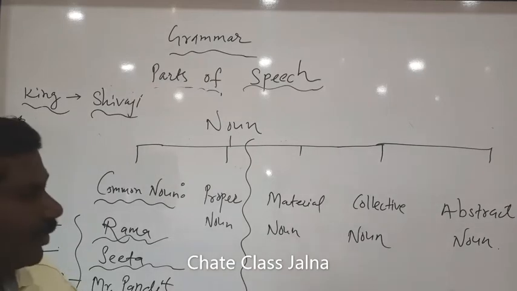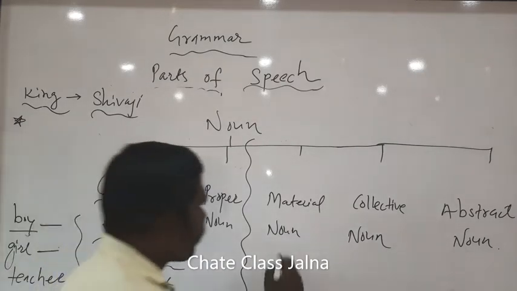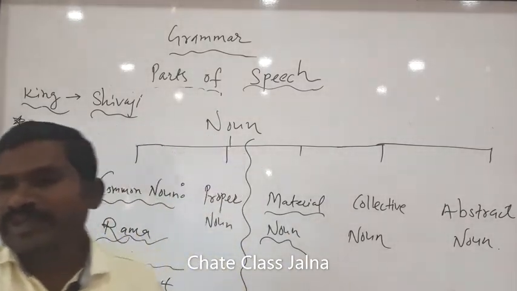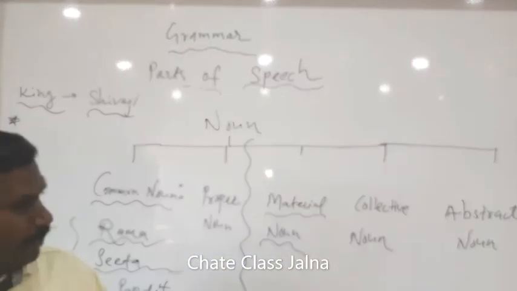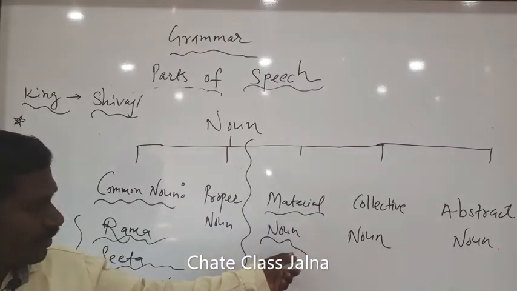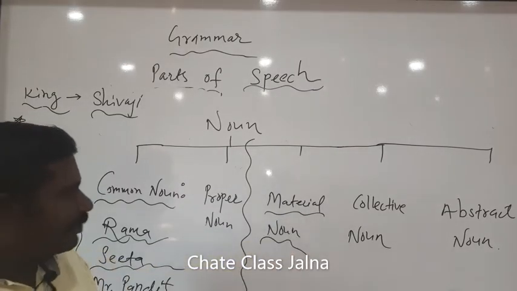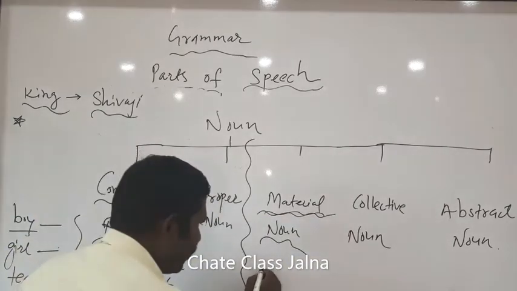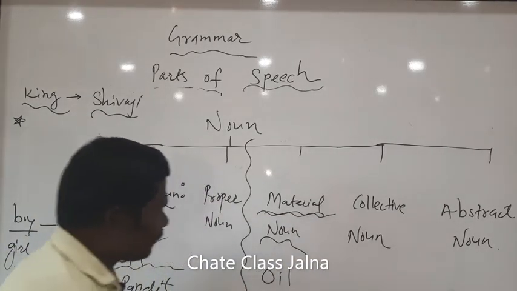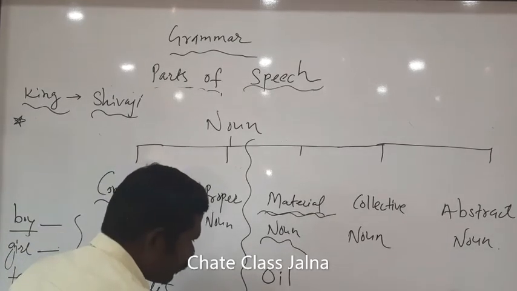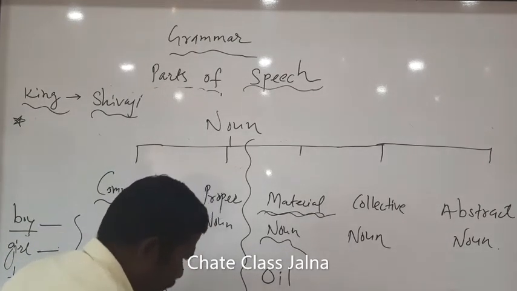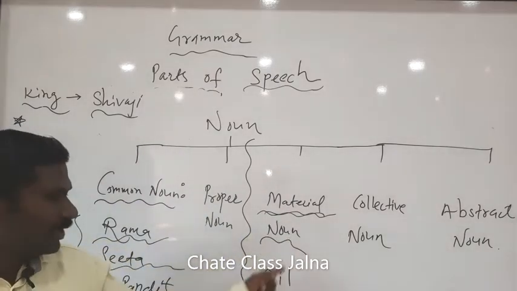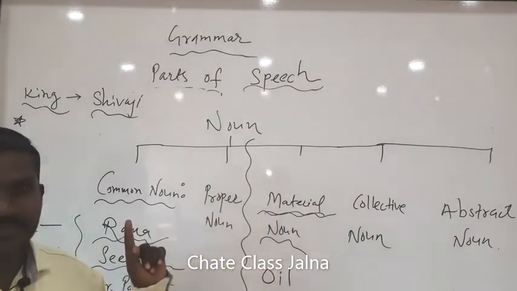Another one is material noun. In this type of the nouns, the word material itself tells us the name given to the materials. For example, it can be oil, it can be sugar, etc. Names given to the material, we say it is the material noun.